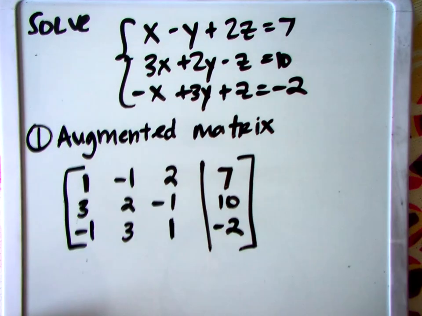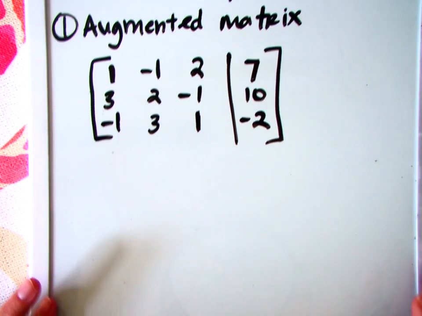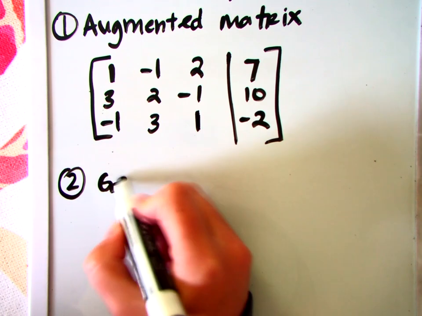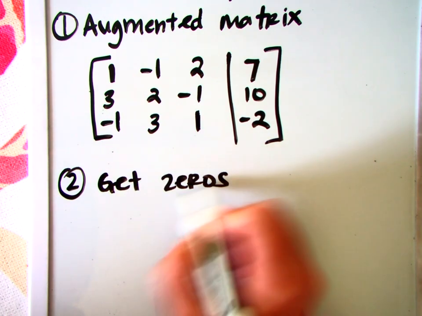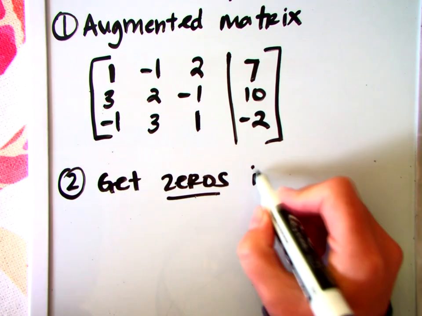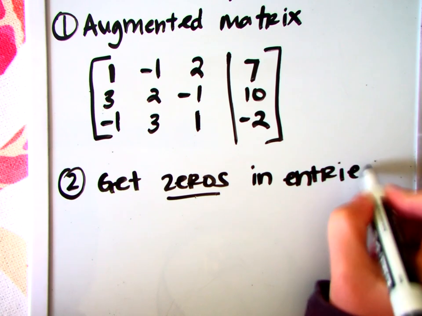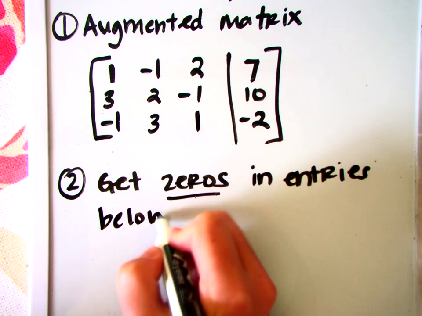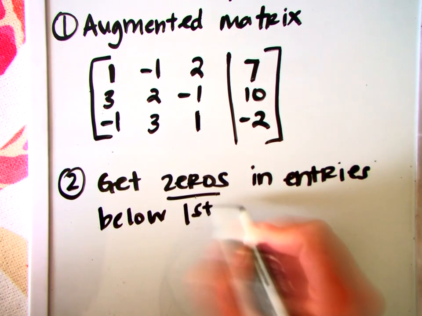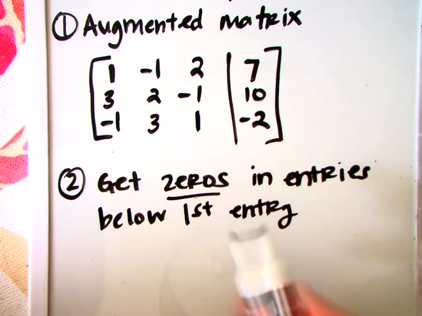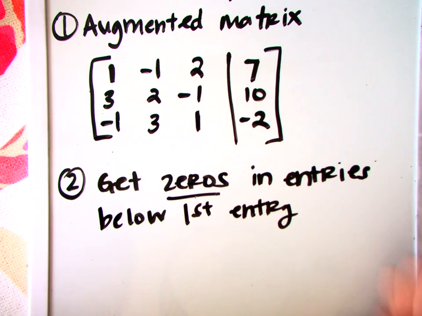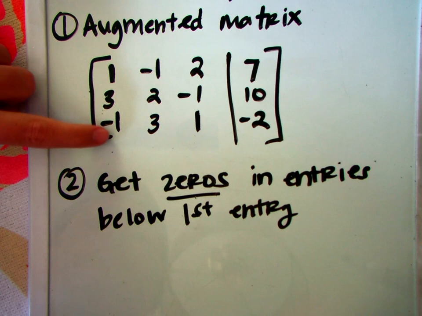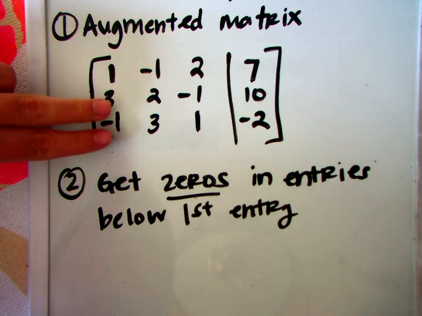All right, so once we have our augmented matrix, we're going to move on to step 2. So step 2, your goal is to get zeros in the entries. Remember, those are just the numbers in these matrices below the first entry. So what does that mean? If we want to get zeros in the entries below the first entry. So here's our first entry. I want zeros below it. So what am I doing? I'm eliminating the x coefficient in these two equations.